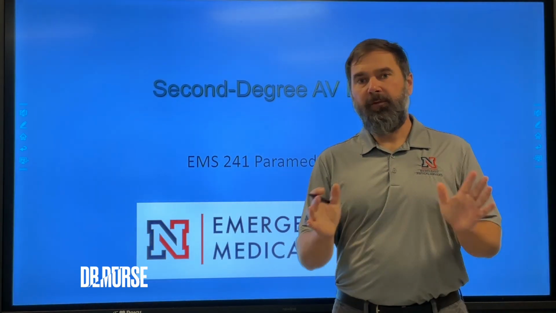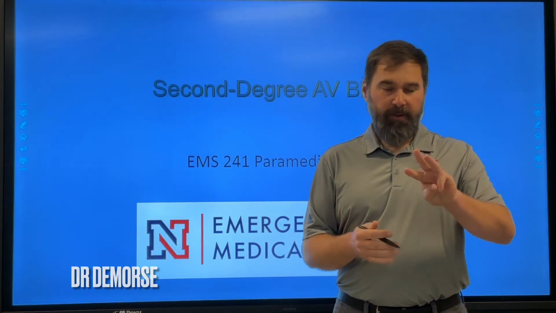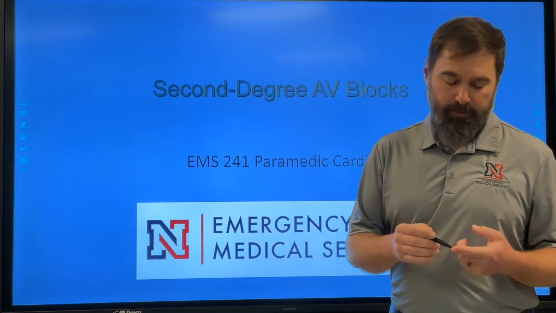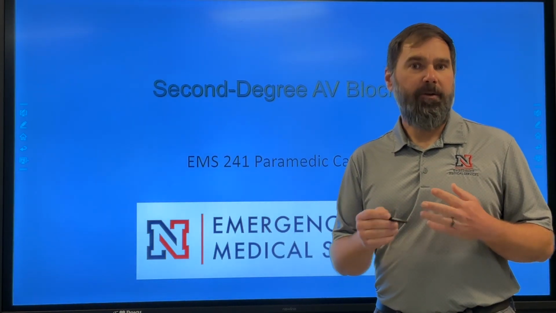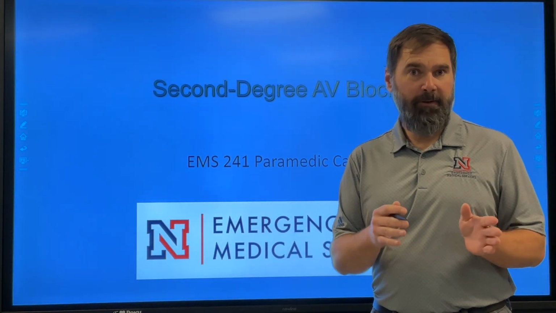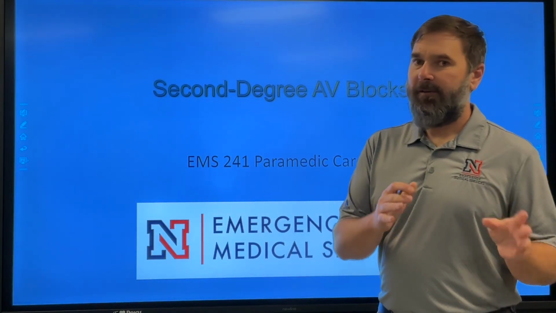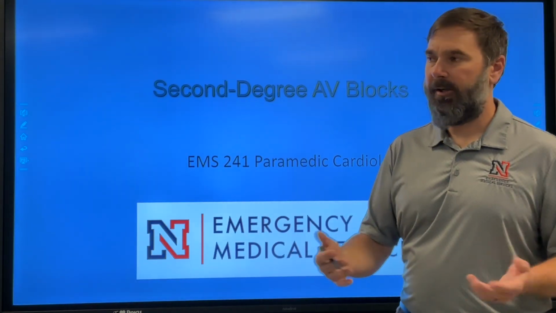Right, so our second group of AV blocks, we'll talk about our second degree blocks. Within second degree blocks, we have three separate rhythms that we're going to look at: a second degree block type 1, a second degree block type 2, and then a second degree 2 to 1 conduction. In that one, it means we have 2 P waves for every QRS complex. They can also have every 3 P waves to a QRS complex, making it a 3 to 1.